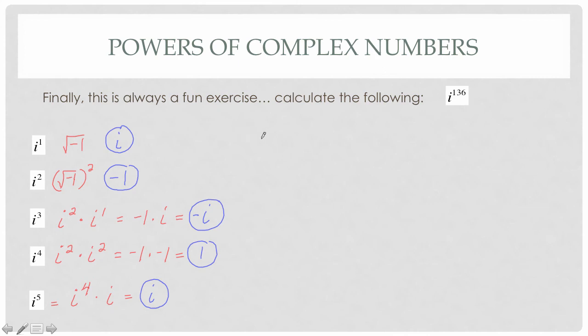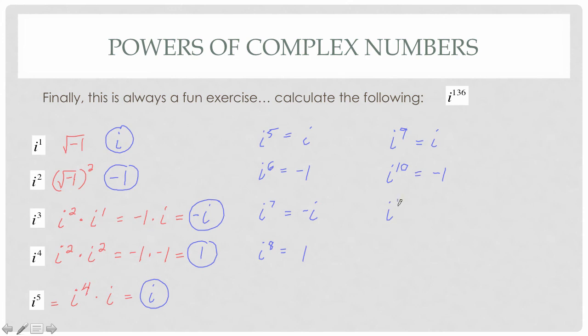If we did i to the fifth, that's i. i to the sixth would be the same as negative 1. i to the seventh would be negative i, just like i to the third. And i to the eighth would be 1 as well. The pattern goes 5, 6, 7, 8. If I had i to the ninth, that's the same as i to the fifth, which is the same as i to the first. It's just going to be i. If I have i to the 10th, it's equal to i to the sixth, it's the same as i squared. It's just going to be negative 1.